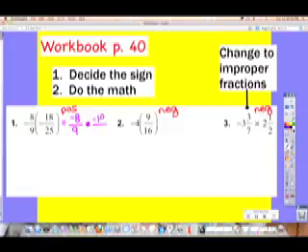Okay, are you ready for the easiest rule? Repeat after me. Top times top, bottom times bottom. When multiplying fractions, all you have to do is top times top, bottom times bottom. Super easy, right? What's the rule again? Top times top, bottom times bottom. One more time. When multiplying fractions, what's the rule? Top times top, bottom times bottom. Good job, guys.